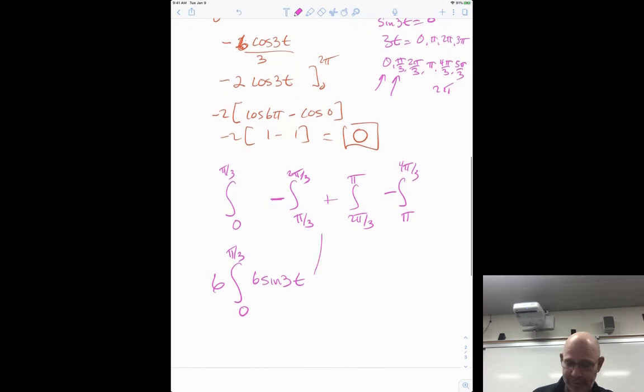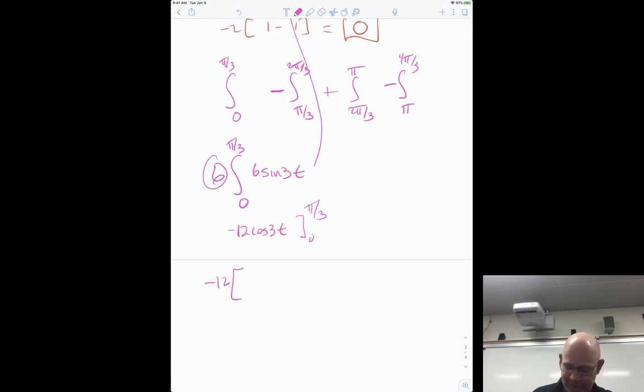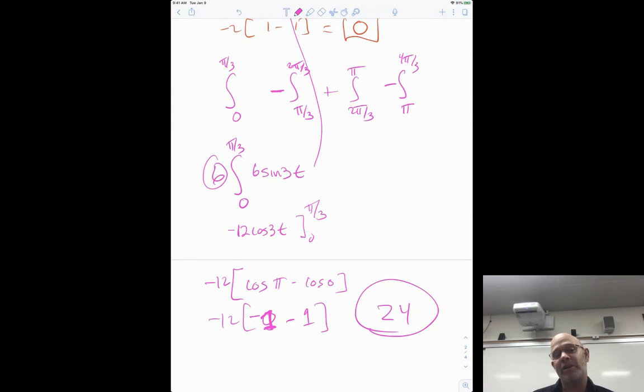We've already done the integral. There it is right there. It's negative 2 cosine 3t, but then I still have the 6, so we're going to call it negative 12, going from 0 to pi over 3. I'm going to factor out that negative 12. Cosine of 3 times pi over 3 is cosine of pi, minus cosine of 0. So negative 12 times, cosine of pi is negative 1, minus 1, so that's a negative 2. So it looks like 24. Notice it's positive. The math worked it all out for us.